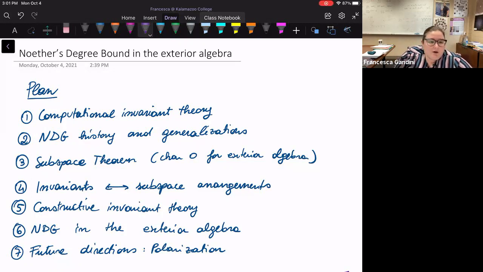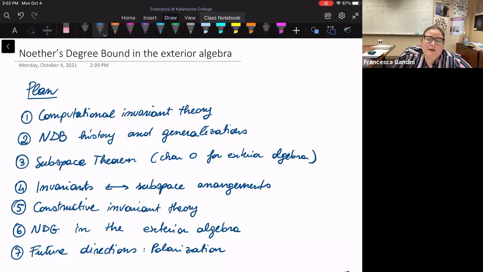So here's a bit the plan for today. I want to tell you a little bit about computational invariant theory, which is really a little bit of a motivation for today. And then we're going to have a little bit of history, Noether degree bound. I'm going to use NDB. Wow, I already messed up my abbreviation in the plan. And some history of the generalizations, and that's going to bring us to the subspace theorem, where we're going to need characteristic 0 for the exterior algebra. And I'm going to talk probably briefly here. This is kind of previous work of mine.